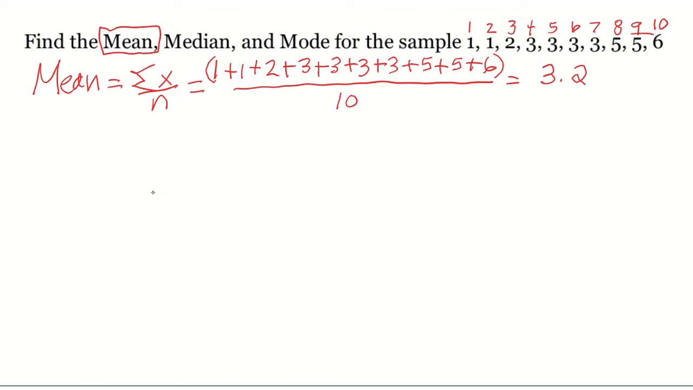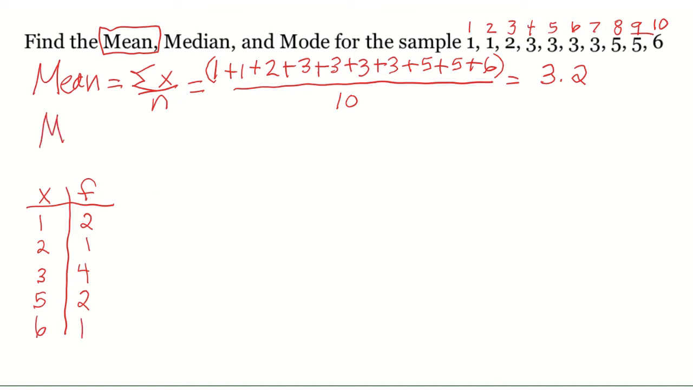The other way that you can solve for this is by using a frequency table. And with that, that is where we write down the values that we have. So we've got 1, 2, 3, 5, and 6. And then we're going to write down the frequency. And the frequency just means how many times does this number appear, or how often does this number repeat. So we've got 2 1s, 1 2, 4 3s, 2 5s, and 1 6.